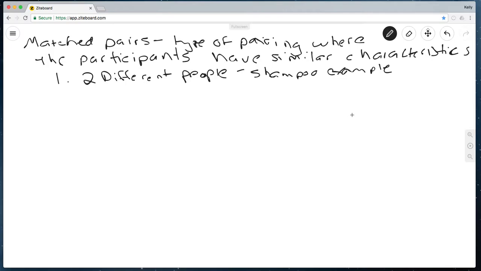And then we'll come back and we'll look at our hair and see how easy is it to get a brush or a pick through. And then how shiny is it? Or do I have a lot of split ends? Or how healthy does it look? So this is a type of matched pairs where we do different things.